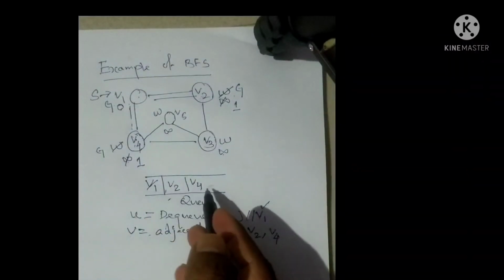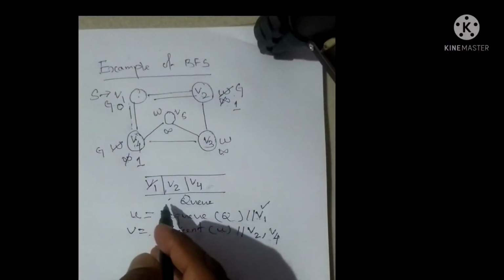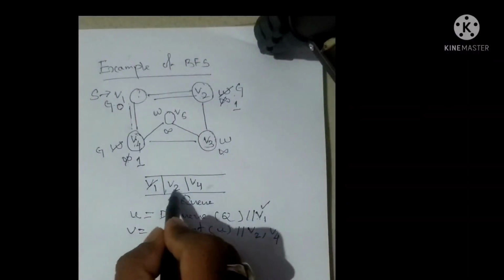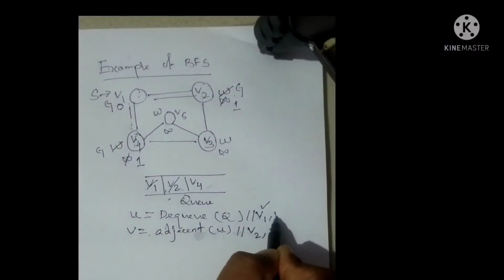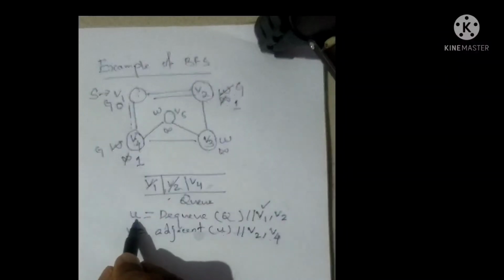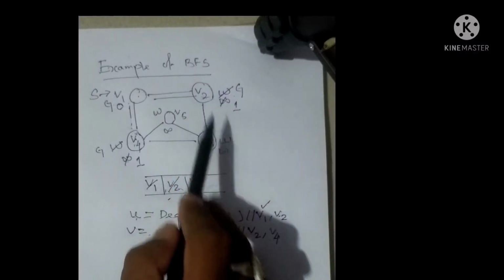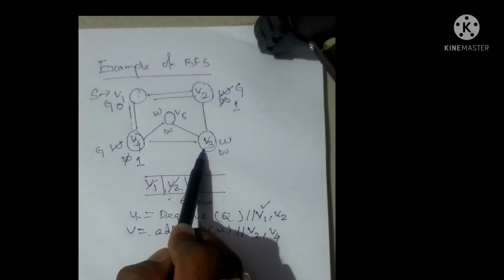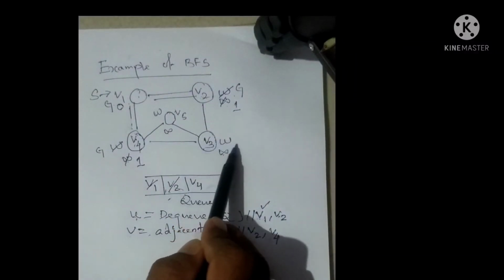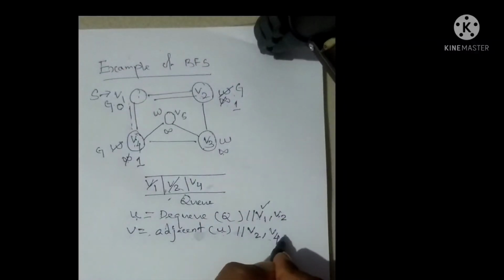Now you have to repeat the same thing. Is your queue empty? No. So dequeue. If you are going to dequeue, which will be dequeued? V2. So the next time V2 will be dequeued. So now the U value becomes V2. Then find the adjacent of V2. V2's adjacent is V3. Is the color of V3 white? Yes. So now the adjacent vertex is V3.